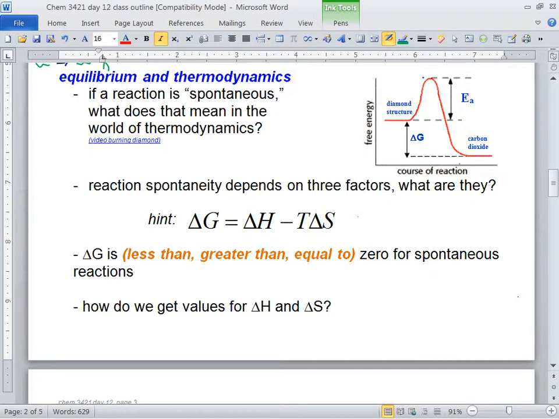Equilibrium and thermodynamics. If a reaction is spontaneous, what does that mean in the world of thermodynamics? Okay, let's see if this works. First, there's a hint of what I'm getting at in this diagram, which you don't have in your notes. It's a plot of free energy. Free energy? What the heck? What symbol was free energy? That was delta G. Now, what good was delta G?